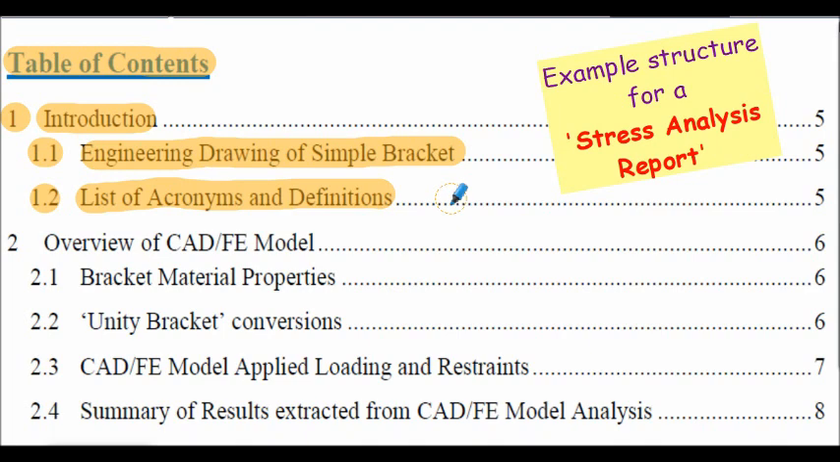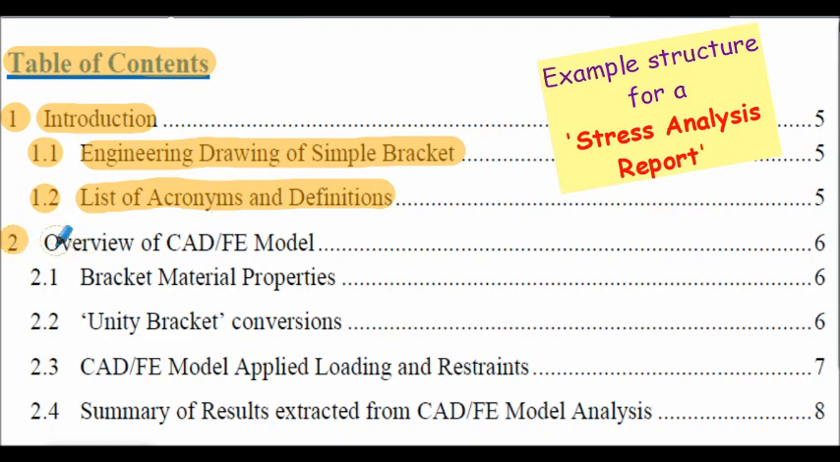For small reports, lists of acronyms are not particularly required. I've included it here for completeness. And definitions usually relate to specialised definitions that the general engineer may not be fully aware of, but specialist terminology is something that's useful to define at the beginning of the report.